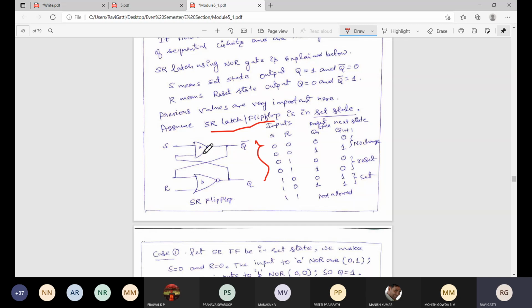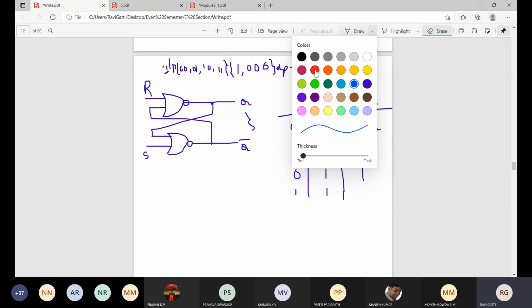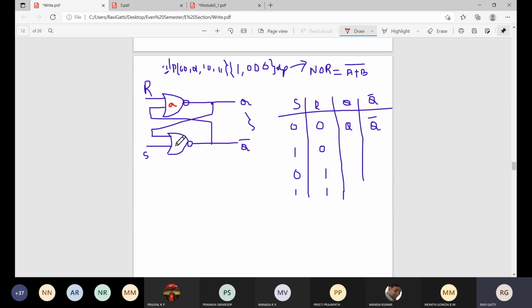You can see what we have created. We have used two NOR gates. One input signal we have given to S, and one more input signal we have given to R. The output of one NOR gate is fed back to the input of the second NOR gate, and the output of the NOR gate B is fed as an input to the NOR gate A. To understand this scenario, let us feed values for the A and B terminals. Let us call this NOR gate A and this NOR gate B. Can everyone see this diagram?